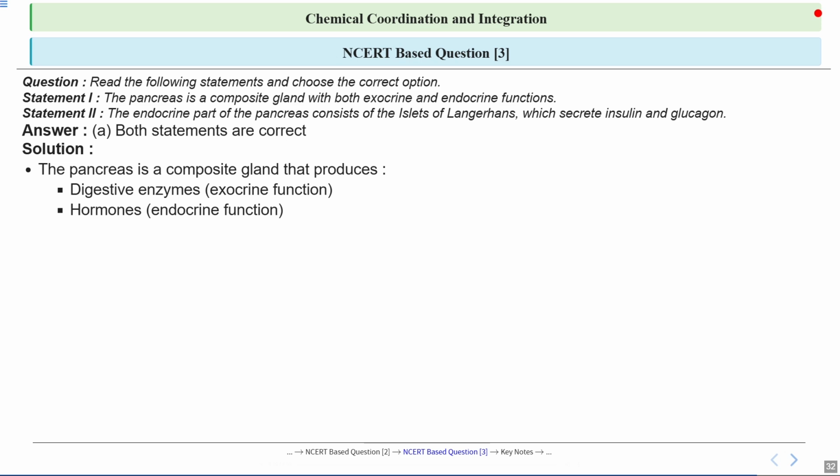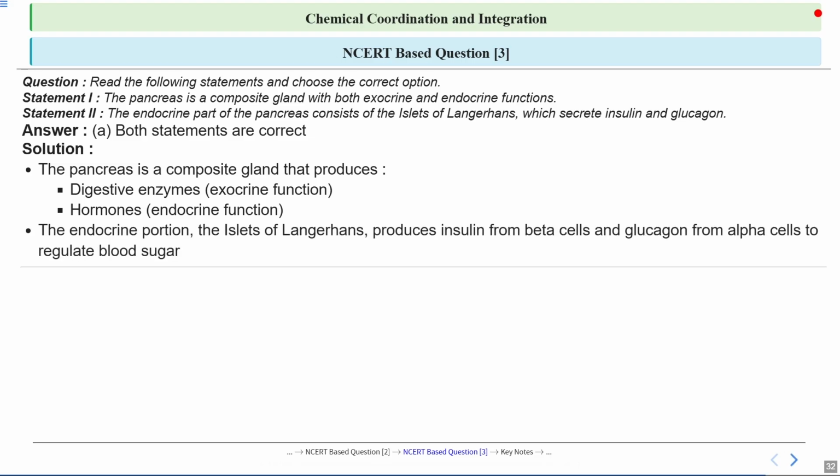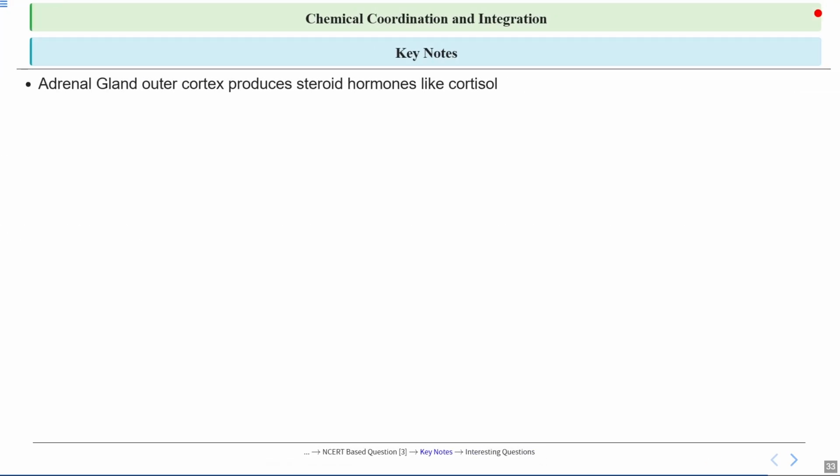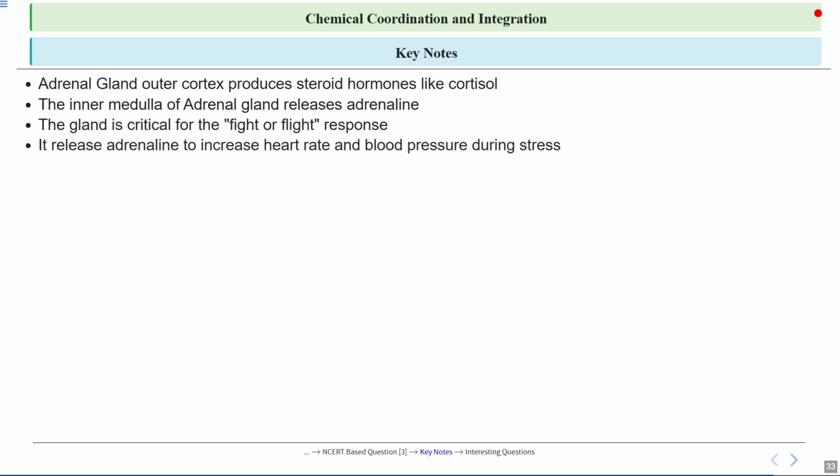So the pancreas is a composite gland that produces digestive enzymes, which make it function as an exocrine gland, as well as hormones, which make it function as an endocrine gland. The endocrine portion, that is the islets of Langerhans, produces insulin from beta cells and glucagon from alpha cells to regulate blood sugar. So our option number A is correct, which is that both statement 1 and statement 2 are correct. So these are some interesting facts about this chapter.